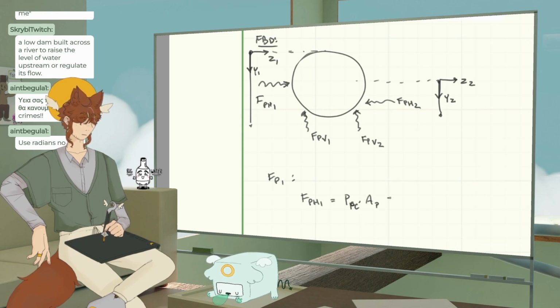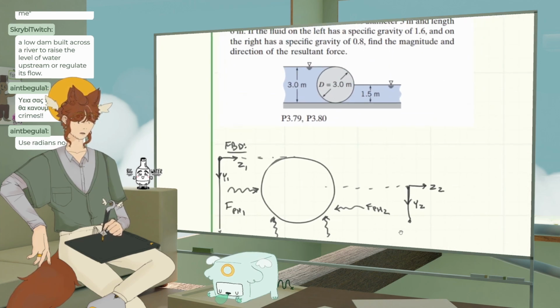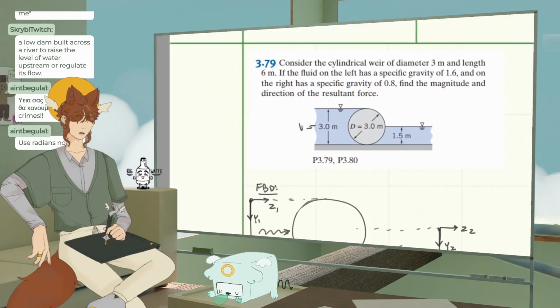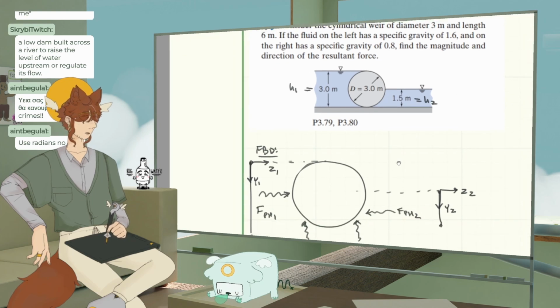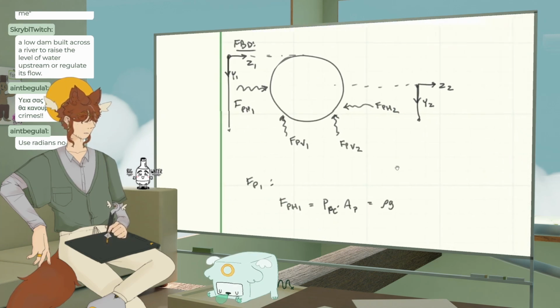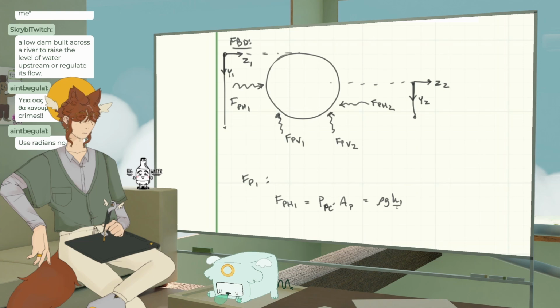Projected centroid times projected area equals, so our projected centroid is going to be our rho G, I guess, let's just call this height. We'll call this height 1, and this is height 2. I guess it's the diameter, but it could be different. Rho G, height 1 over 2.